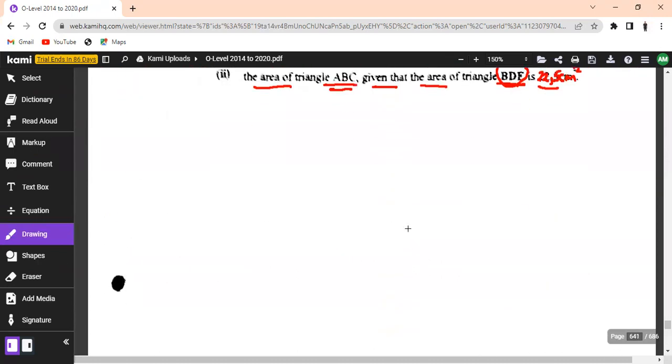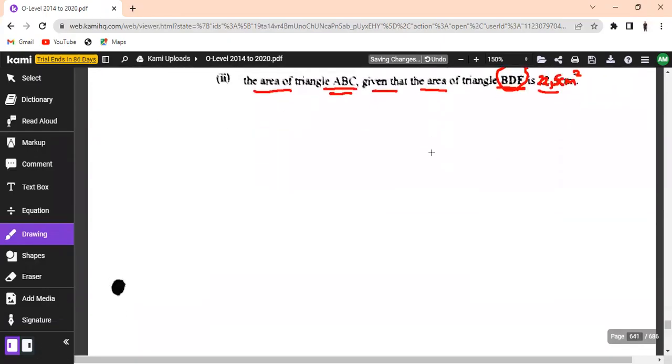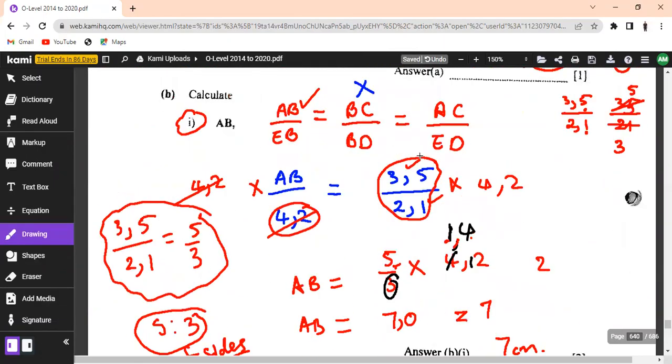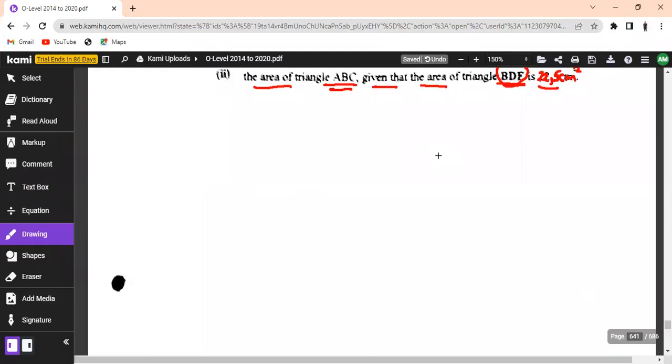So here we need the area of triangle ABC, which means we have to find the ratio of areas from this part that we have here. So 5 over 3, that is our scale factor. So we are going to square this to obtain our area factor. 5 squared, which is 25, over 3 squared, which is 9. So this one is your area factor, which is the ratio which is going to be used for area, whereby this 5 here was obtained.